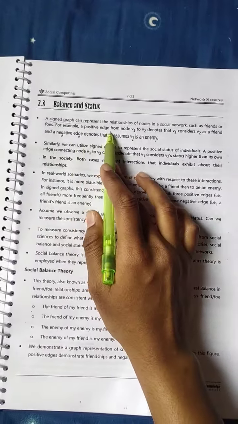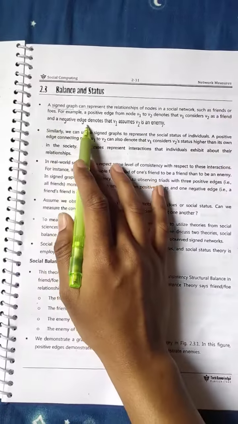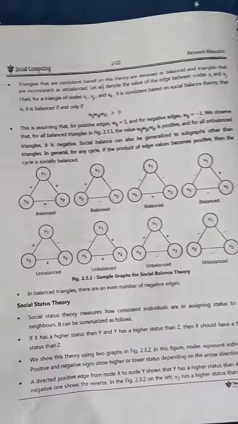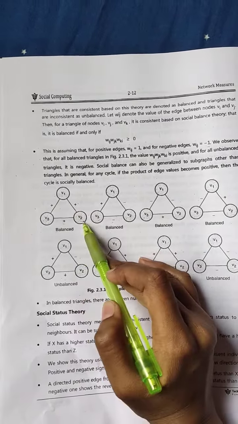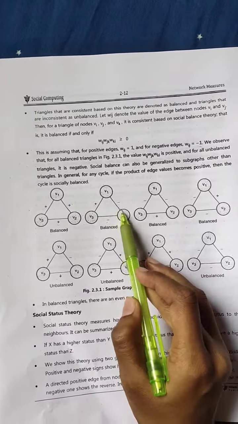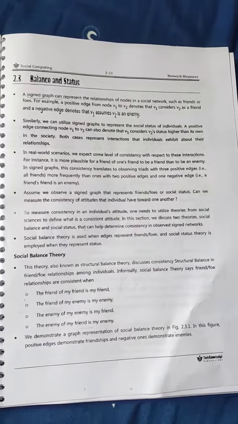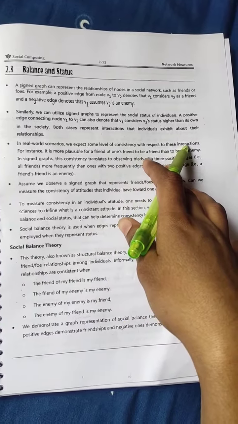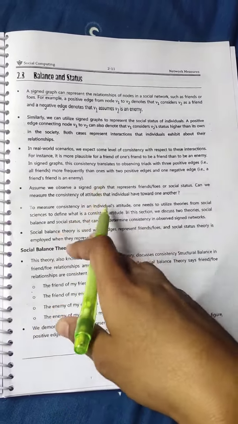For example, a positive edge from node v1 to v2 denotes that v1 considers v2 a friend, and a negative edge denotes that v1 and v2 are enemies. For example, a positive edge from v1 to v3 denotes that they are friends, and v1 to v2 denotes that they are friends, but the negative edge denotes that they are enemies. So positive stands for friend and negative stands for enemy in simple words. In the real world we expect some level of consistency with respect to these interactions. So for measuring the consistency of individuals we need balance and status theory.